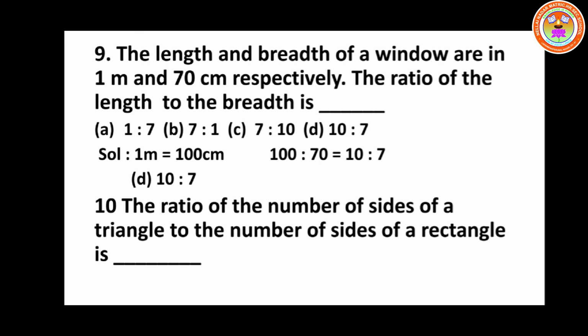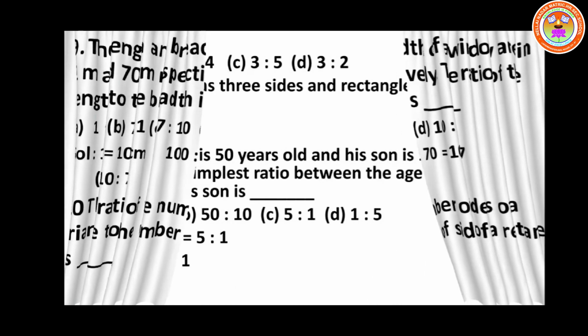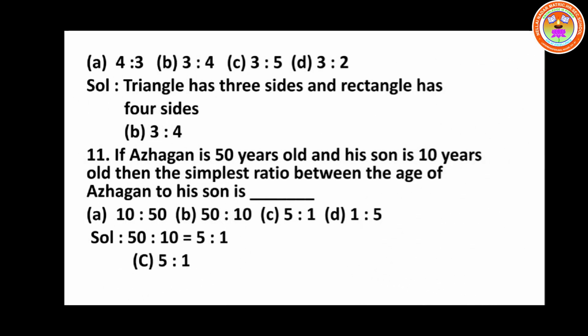Okay. Now, let us move on to the 10th one. The ratio of the number of sides of a triangle to the number of sides of a rectangle. You are very clever. How many sides does a triangle have, children? Yes, very good. 3 sides it has. How many sides does the rectangle have? Yes, very good. 4. So, you can say the answer by yourself. Number of sides of a triangle means 3. Number of sides of a rectangle means 4. So, your answer is 3 is to 4.